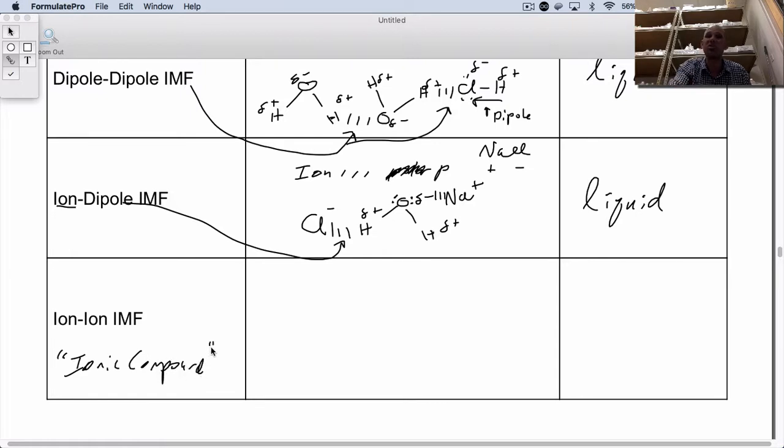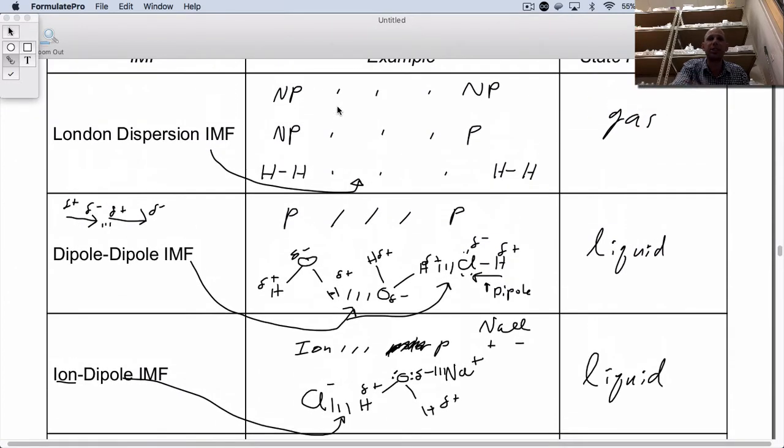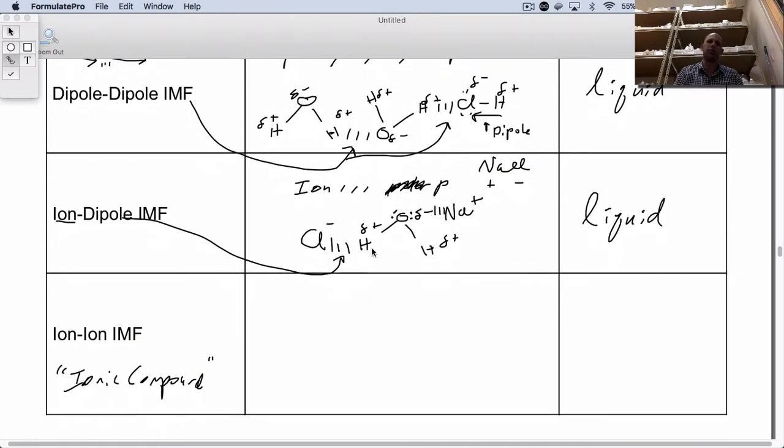Okay, and this is the strongest because there are no partial charges. So you look here, partial to partial, connected much more than we would see with this London dispersion force, where they're just really spread out because they're all nonpolar. Then here you have ion to dipole.